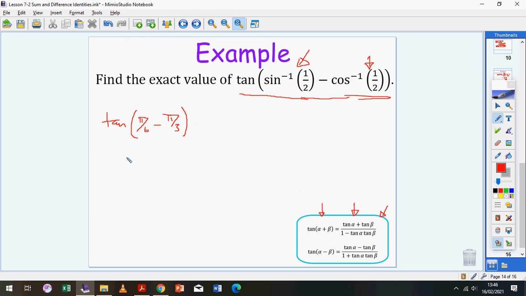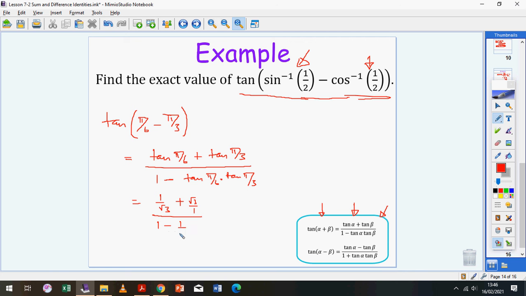So this is going to be equal to tangent of the first angle, pi over 6, plus tangent of the second angle, pi over 3, divided by 1 minus the product of the tangents, the tangent of the first angle times tangent of the second angle. Tangent of 30 degrees is 1 over root 3, 1 divided by root 3. Tangent of 60 degrees is just square root 3 over 1, divided by 1 minus 1 divided by root 3 times square root 3.